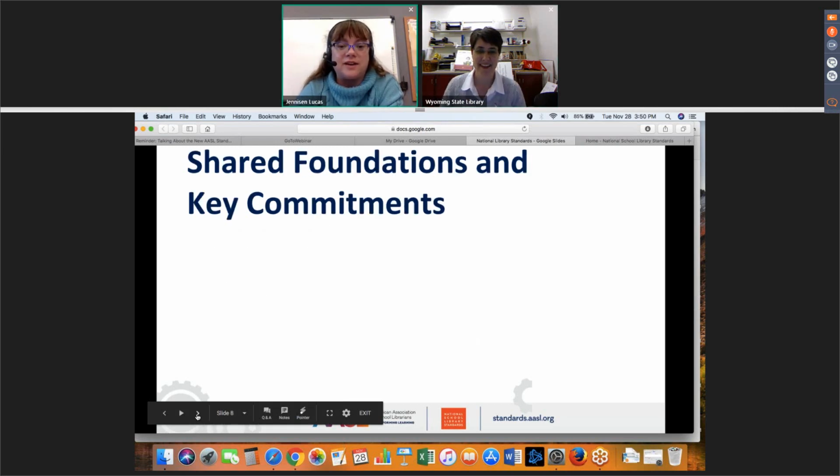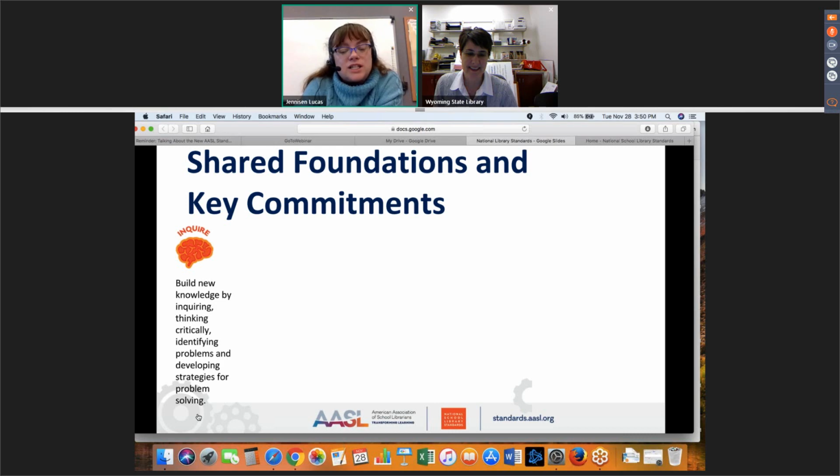Okay, so here are our shared foundations and key commitments. We have Inquire, which is really about building new knowledge. This is nothing new to us. Inquiring, thinking critically, identifying problems, and developing strategies for problem solving. That is a big part of what library has always been about.